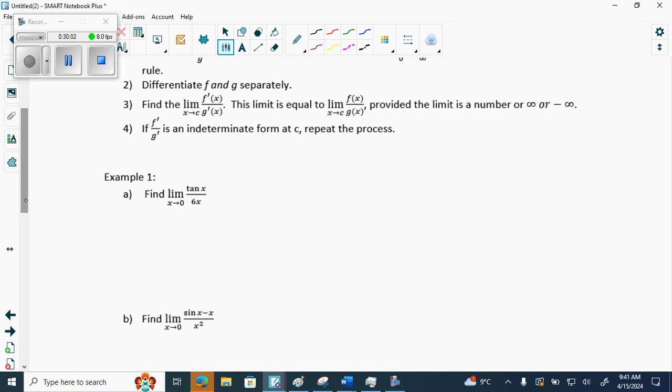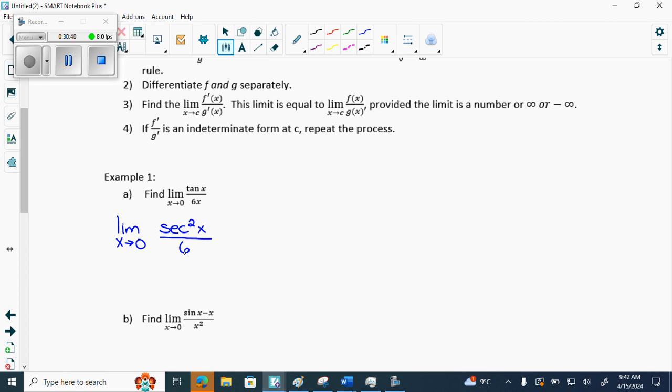So if I plug in 0 right now, tan of 0 over 6 times 0 is 0 over 0. It's an indeterminate form. Okay? So I have to use L'Hopital's rule. What you do is you write out the limit as x approaches 0. That doesn't change. But you take the derivative of the top. We don't have to do quotient rule, which is fantastic. What's the derivative of tan x? Secant squared x. And what's the derivative of 6x? 6. So I know the bottom no longer is 0. Correct? So I can actually plug right in.